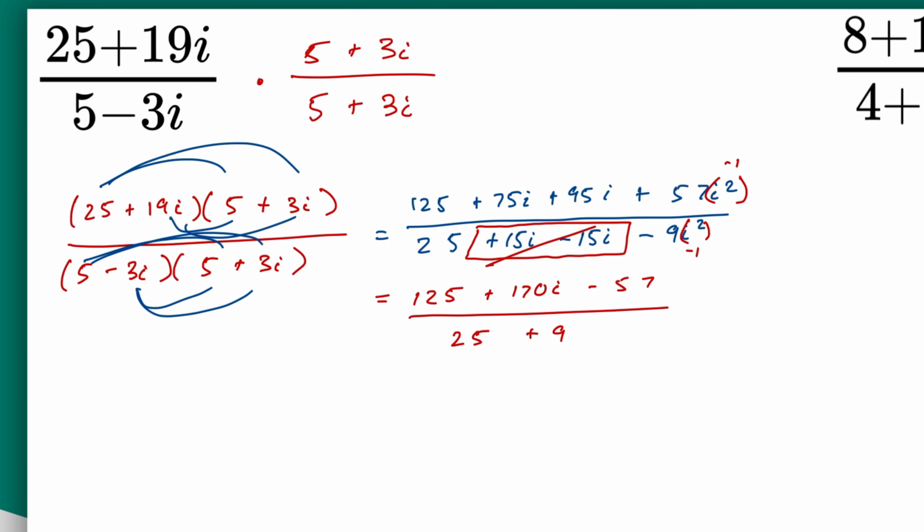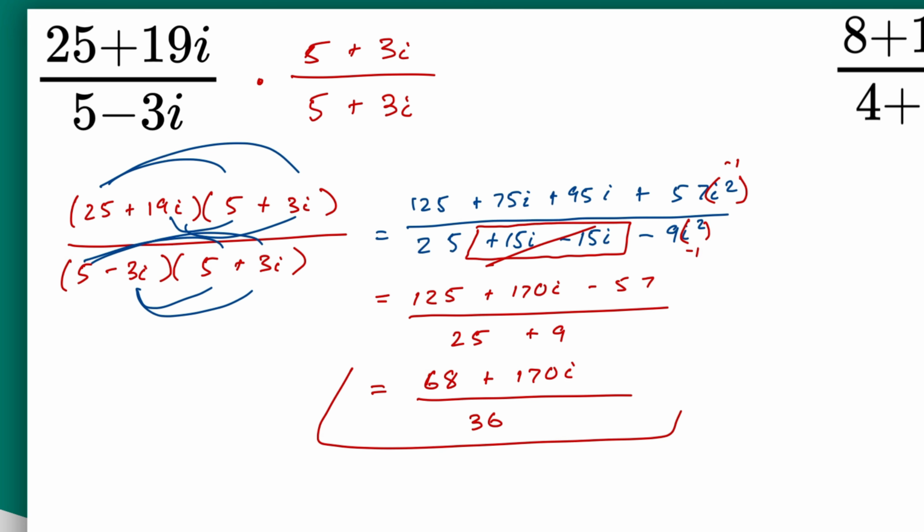Now we can do some further simplifying here, right? On the top, we can have 125 minus 57. And on the bottom, we can have 25 plus 9, okay? And so minus 57 is going to bring us to 68. Yeah, that's right. Plus 170i over 25 plus 9 is 36. Okay, and now we have rationalized the denominator. Okay, and think about that word, rationalizing it. We've given it a rational number of 36 instead of a complex number or an irrational number. Okay, and that would be the end of this problem.